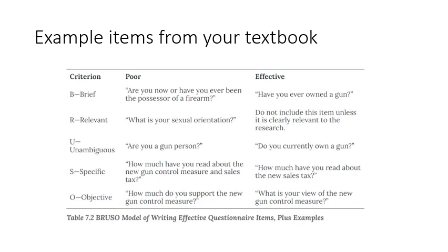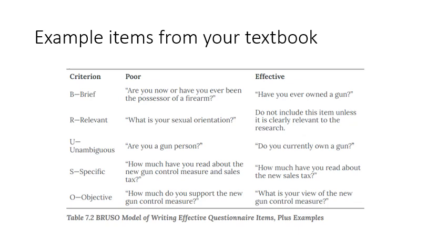So R for relevant, what is your sexual orientation? Is it necessary for your survey to know this? Do you have a reason to hypothesize that sexual orientation would make a difference in terms of people's responses? Maybe you do, and in that case you should include it. But you shouldn't just include it as a general demographic type question.